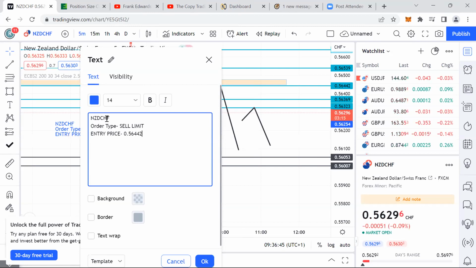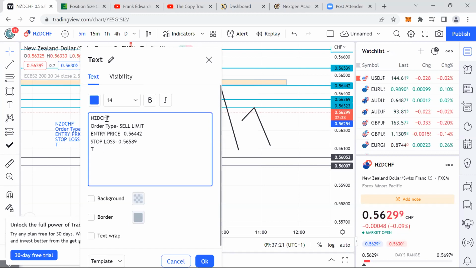0.56442. Stop loss: 0.56, talked about 13 pips above the next support. That'll be 5 pips above that, which will be 0.56589.